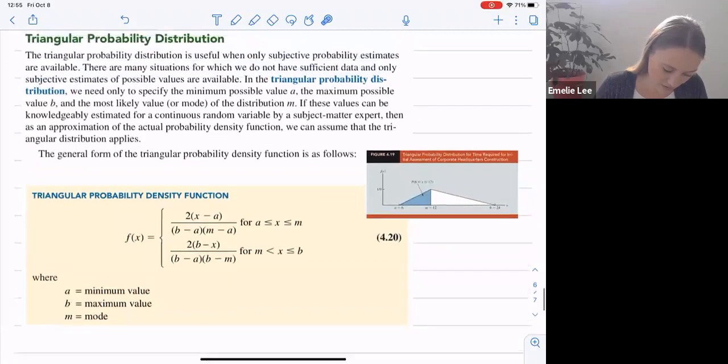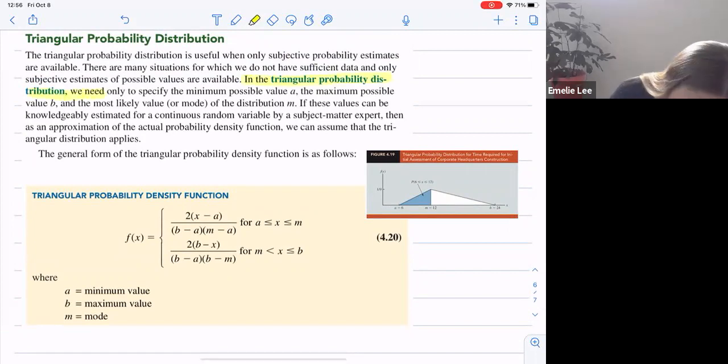So I think it's kind of cool to have this just quick and dirty approximation of probabilities of something happening, just knowing the minimum, the maximum, and the mode. Okay. So here, in the triangular distribution, we only need to specify the possible values of A, the maximum, and B, the mode.